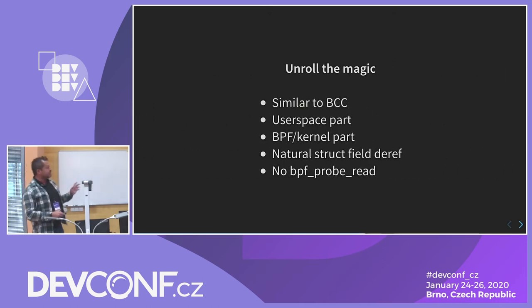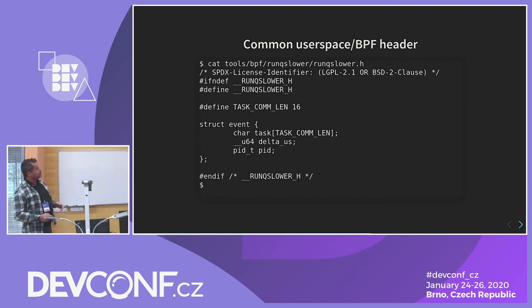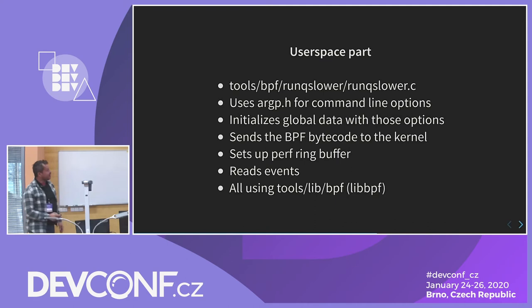Let's unroll the magic. It's similar to BCC, with a user space part and a BPF kernel part. It does natural struct field dereference, so you don't have to use bpf_probe_read or all that dance. Then let's see the common user space BPF header. This include file basically defines what is communicated from the kernel to the user space part, which is the event, what is collected in the kernel in the circumstance that we'll see, and passed to user space for consumption.